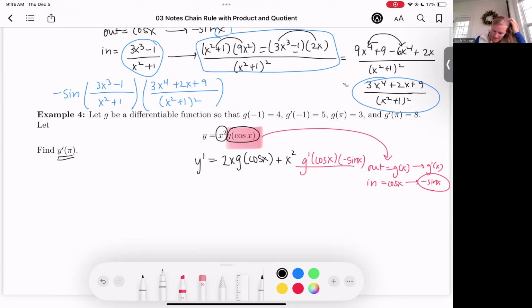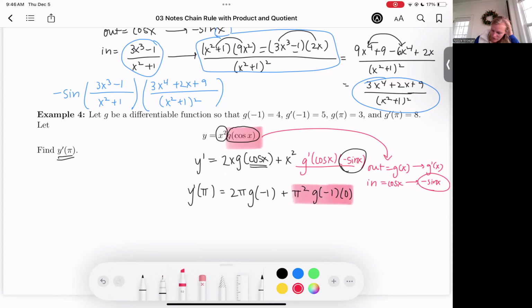Now I'm going to plug pi into this to get y prime of pi. So I'm going to get 2 pi. Cosine of pi is negative 1, so I'm going to get g of negative 1 plus pi squared, g of negative 1. Sine of pi is 0. So that means that this whole term is getting multiplied by 0, so it's all going to be equal to 0. Kind of makes my life a little bit easier.